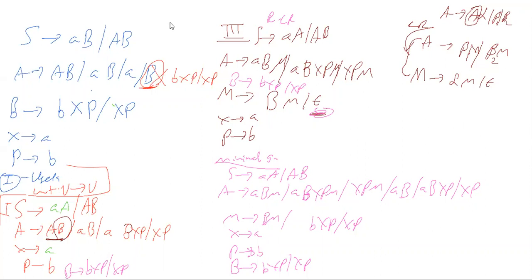So identify those production rules and convert those productions into GNF. See here, S implies AB. That is not in GNF. XPM not in GNF. XP not in GNF. BM not in GNF. Then XP not in GNF. Here again XP. Okay, I hope all of you understood this.